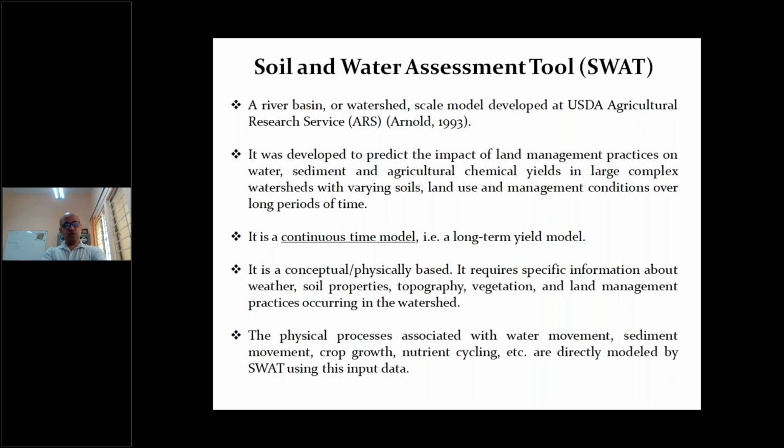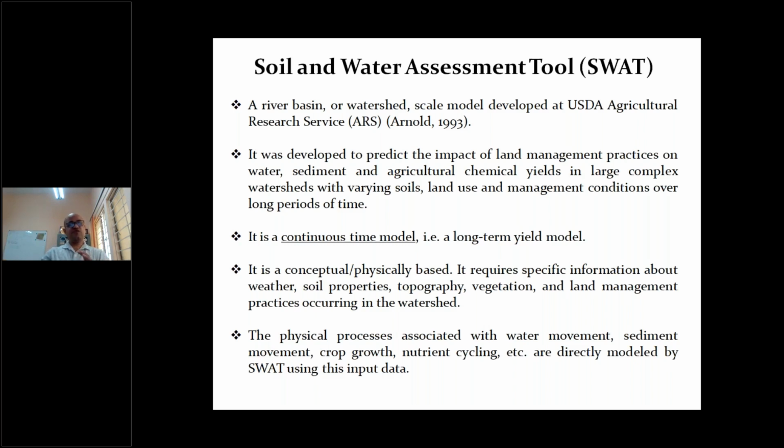So SWAT is a tool. It is a combination of multiple models. It uses the SCS curve number method. It uses the Modified Universal Soil Loss Equation for soil erosion estimation. It uses SCS-CN for runoff estimation. It uses something else for agricultural pollution estimation. So there are various models integrated together. This SWAT was developed by the United States Department of Agriculture.